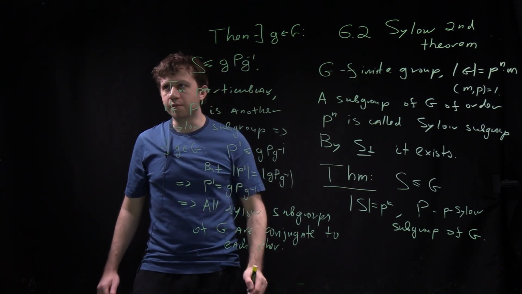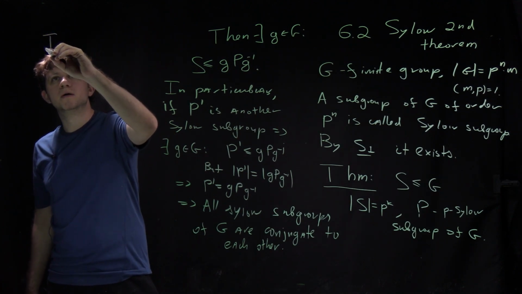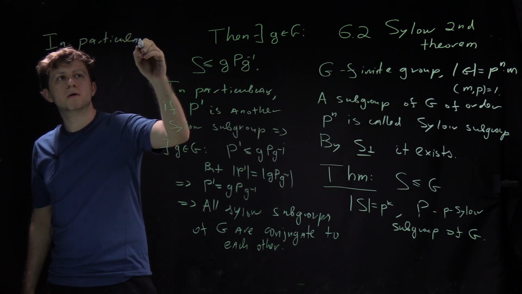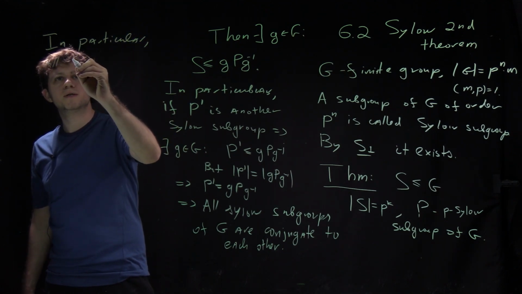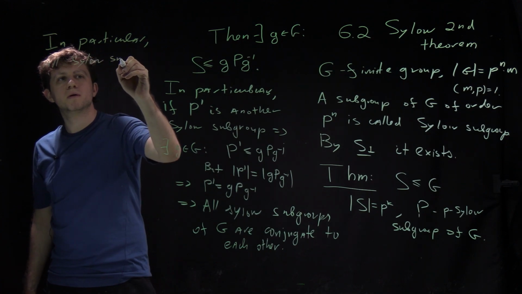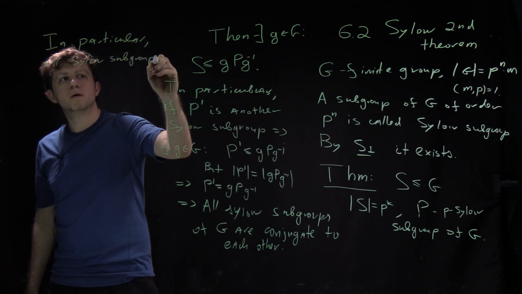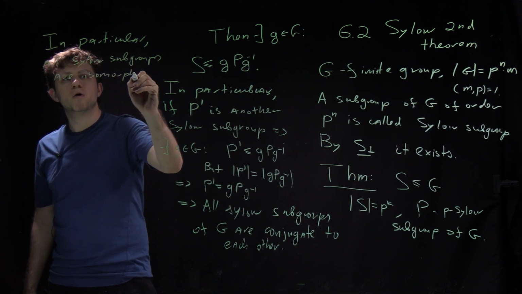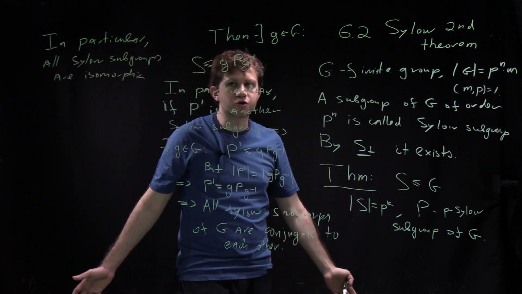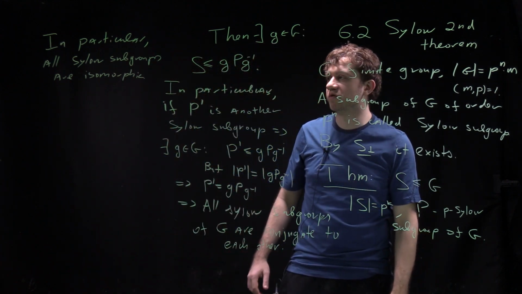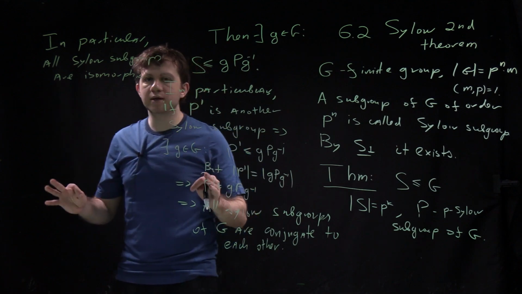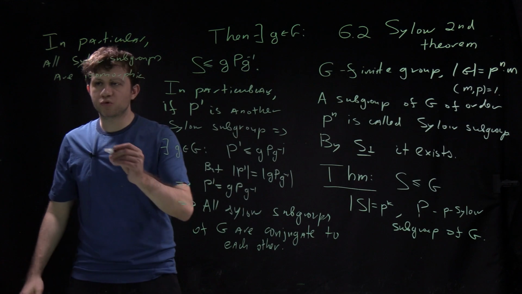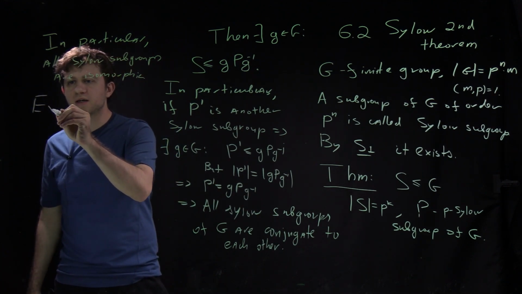And maybe also let me add, in particular all Sylow subgroups are isomorphic. Because if two subgroups are conjugate, then it means that conjugation is an isomorphism between them. So basically, there is just one type of Sylow subgroup for every p. So before proving it, the proof is actually very simple, but let me look at some example.